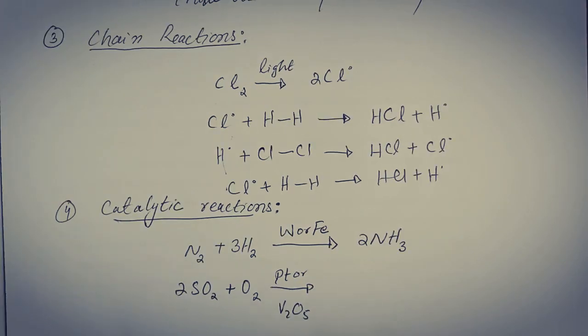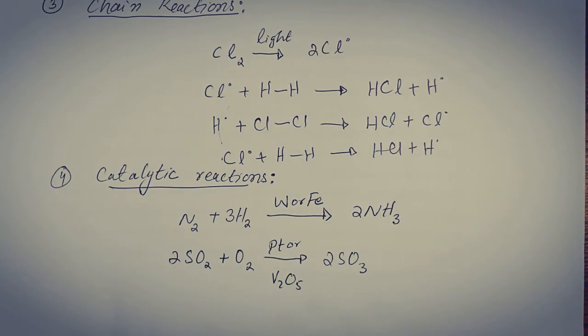Whereas another example is sulfur dioxide that can only be converted to sulfur trioxide in the presence of either platinum or vanadium pentoxide catalysts, which is an important reaction for the synthesis of sulfuric acid.